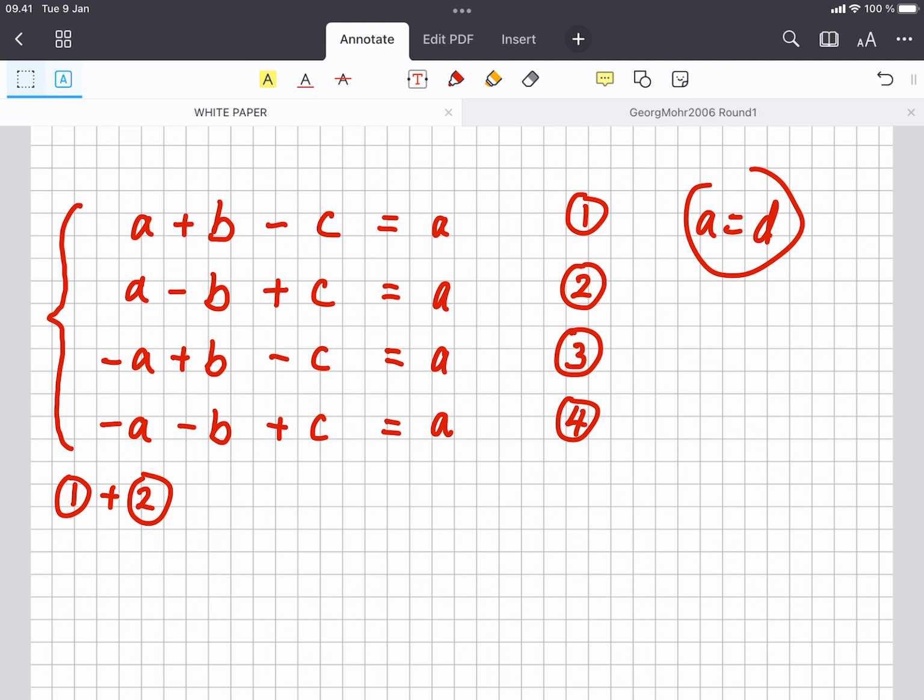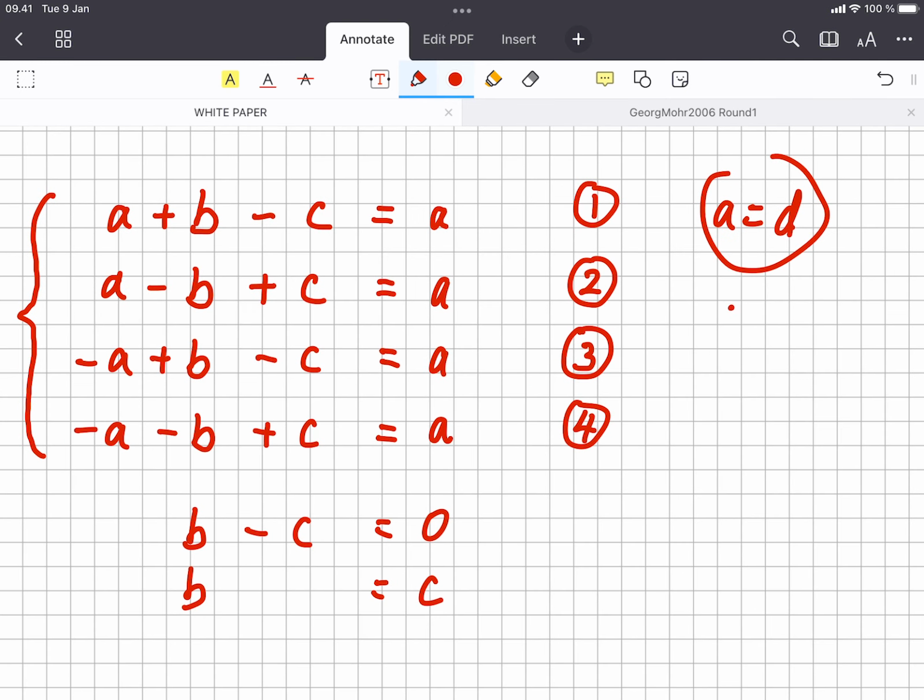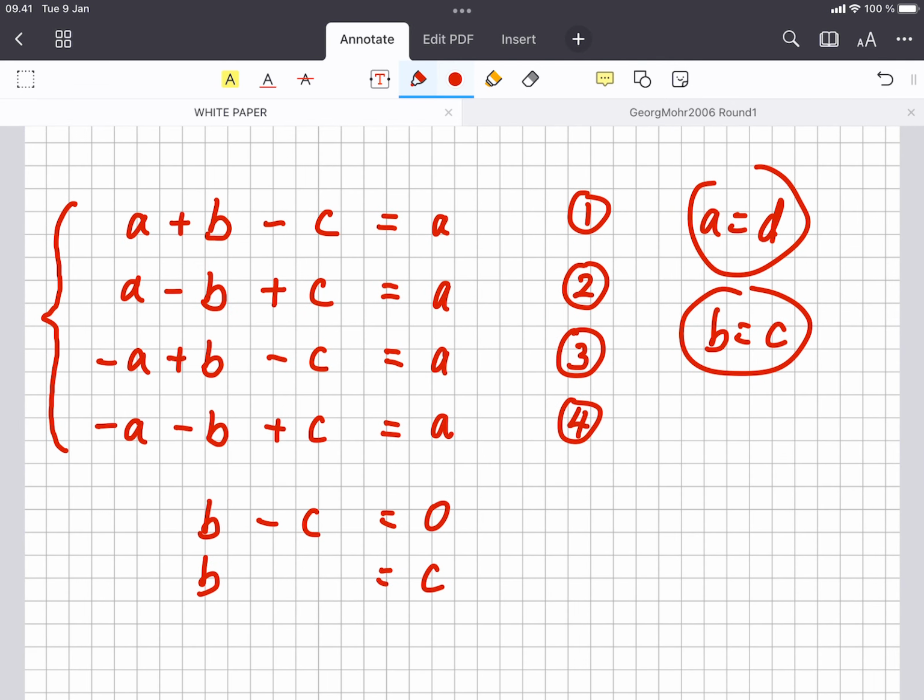and get, let me just write it underneath. If I take equation 1 there and take away an a from both sides, I get b minus c equals 0. Add c to both sides, b equals c. So that's another interesting thing. B equals c. So I can reduce the whole system to something with just four equations in two unknowns, I mean.